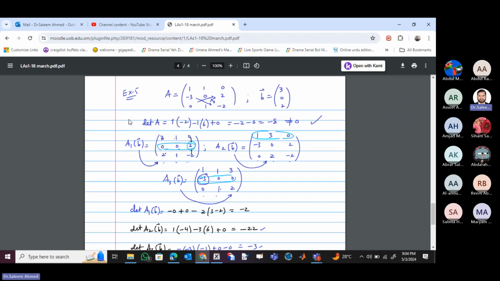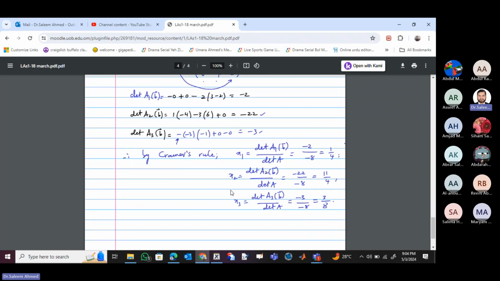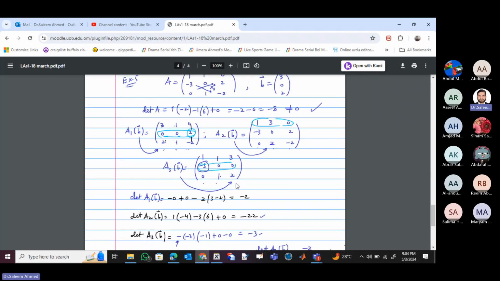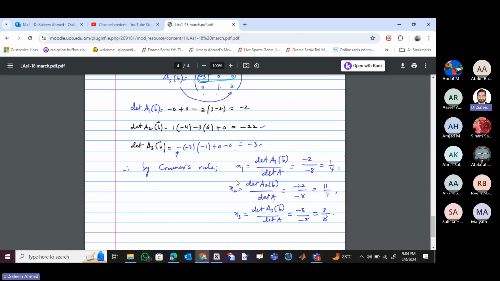I found the determinant of A, which is minus 8, not equal to 0. So we write A1B, A2B, A3B. So see, this is B, right? 302. So see 302 in the first column, 302 in the second column, 302 in the third column. Then we found the determinants of all these three matrices and divided all these three determinants by the determinant of A, which is -8, -8, -8. So it gives you x1, x2, x3. Okay, so you can see that solution as well. You can solve exercise 5 and compare with this one and see if you get the answer.